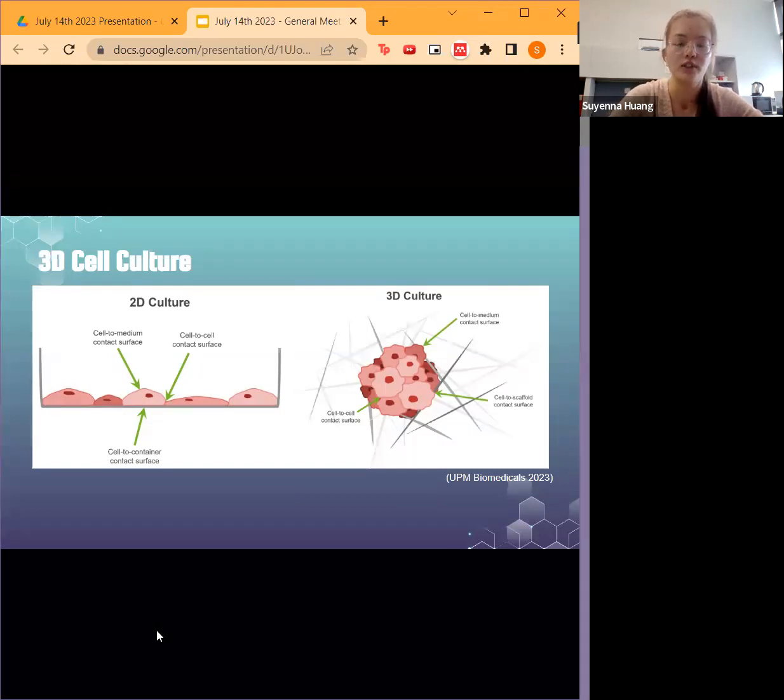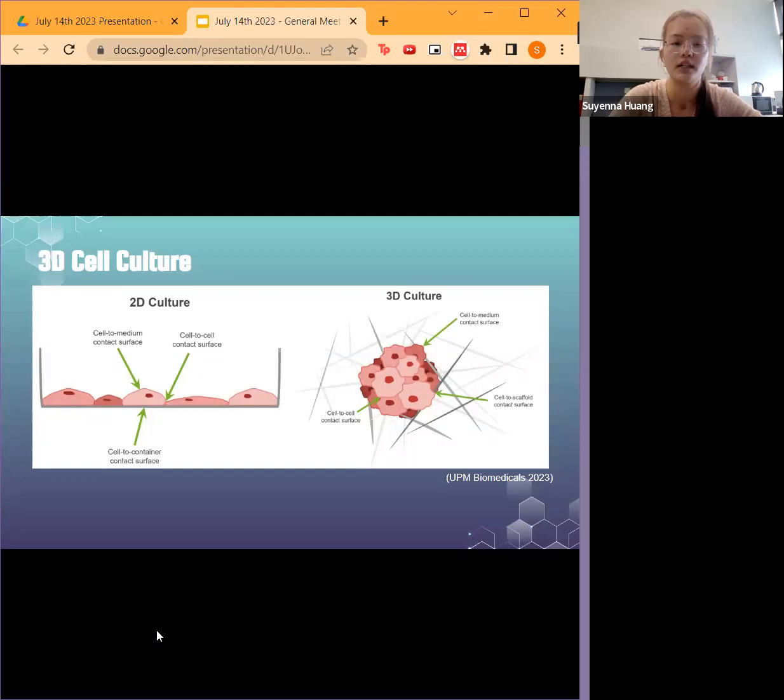The cells are forced into a planar shape, which doesn't necessarily always mimic what you see in their native structures in vivo. And furthermore, the 2D cells, because they're grown in this monolayer, they're deprived of cell-to-cell interactions and also cell to the extracellular environment interactions. So then there's also a lack of microenvironments and niches.